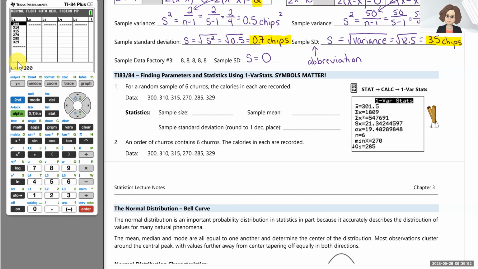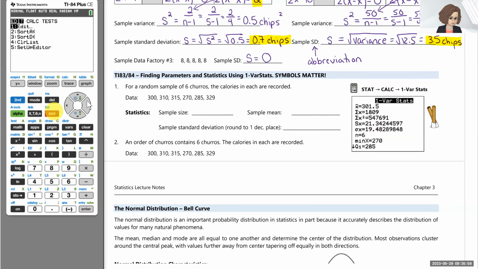And then we are going to do stat. So stat button, calculate, and then the first choice there, 1-var stats. And if our data is in L1, we could just hit enter. L1 is the default. And then your screen should match the output here I showed in the notes.